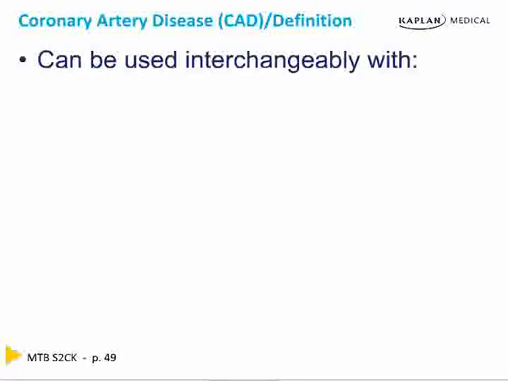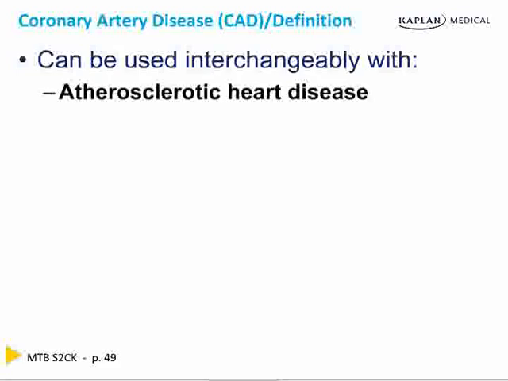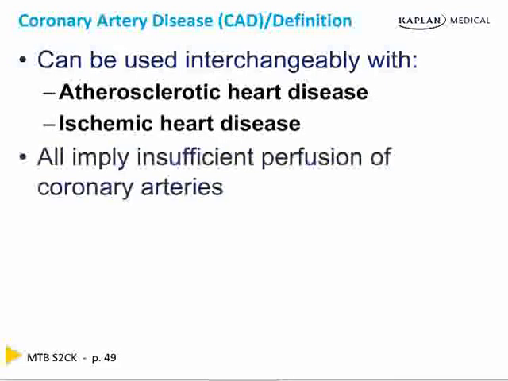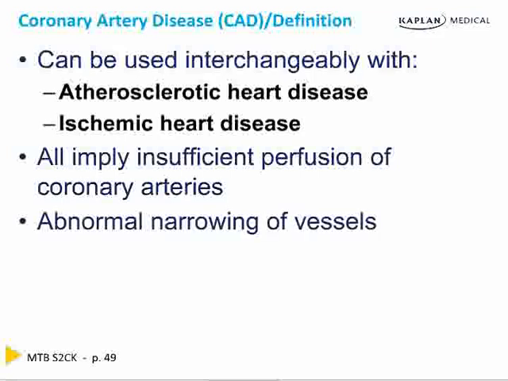Let's be clear that the terms coronary artery disease, which is our preferred term, can be used interchangeably with atherosclerotic heart disease or ischemic heart disease. Essentially, they all mean that there's insufficient perfusion of coronary arteries, starving off the myocardial muscles from abnormal narrowing of the vessels. Now, in this case, it doesn't necessarily imply how much narrowing. It could be 40%, 70%, 90%, and it's not saying right now whether it is a critical 70% where we do surgery, but simply what are we referring to when we use the term coronary artery disease.